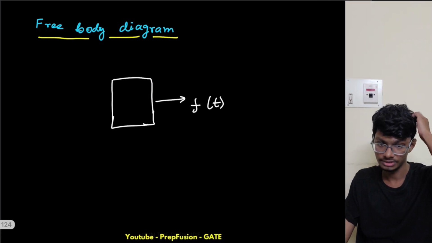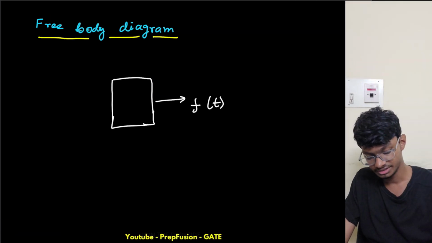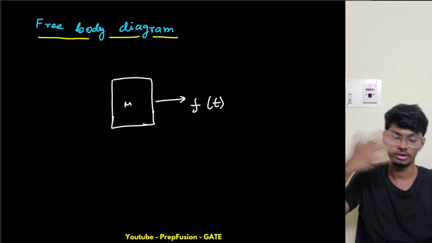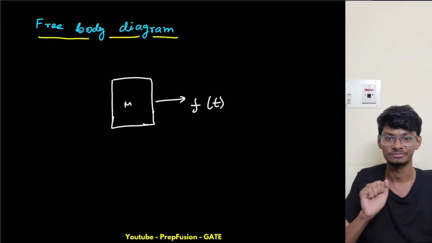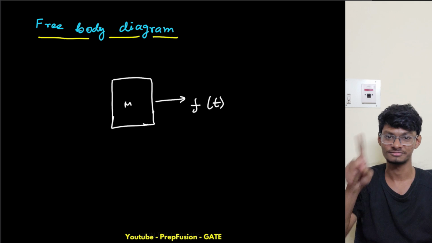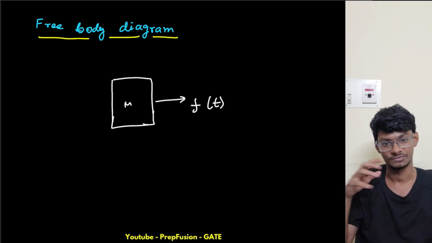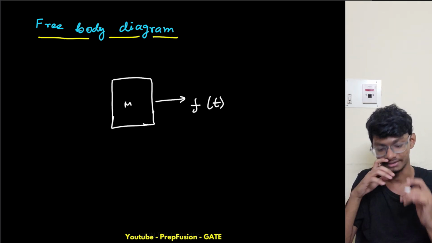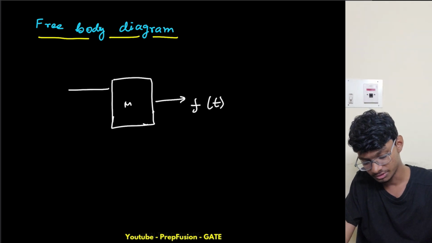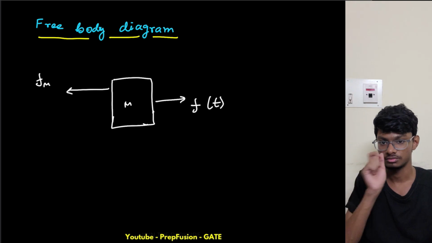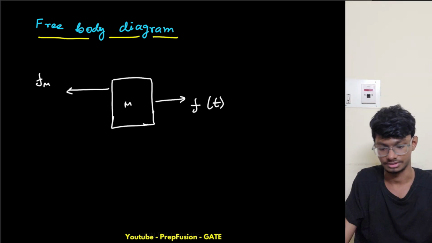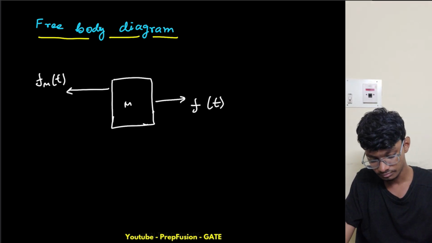Now due to this force, my mass has some inertia, and due to this inertia, what will happen? A force in the opposite direction will come, because this mass doesn't want to change. Just like you don't want to get out of bed, you want to sleep in bed itself. So this mass also doesn't want to change its state. So it will give an opposite force Fm due to inertia, which will be equal to mass times acceleration. So yeah, this is Fm.